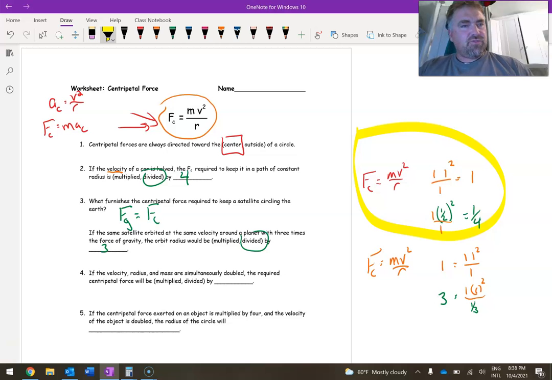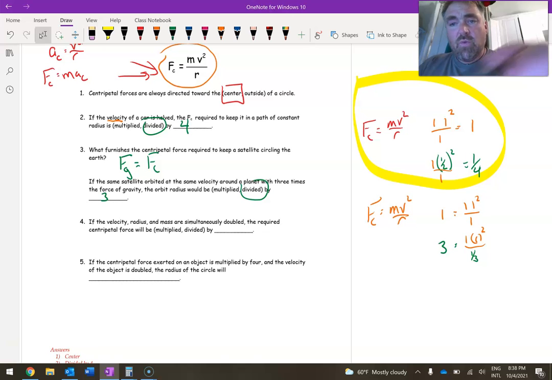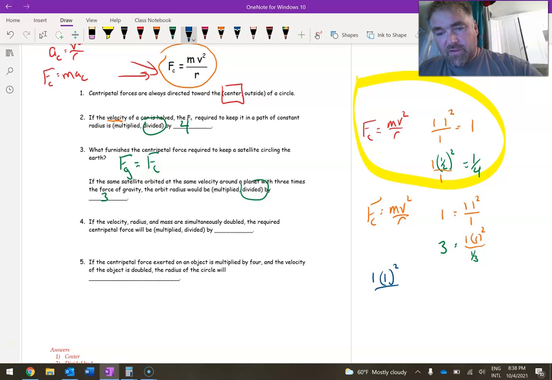Jumping to number 4, it says if the velocity, radius, and mass are simultaneously doubled, it requires centripetal force. Again, we're going to base it off the exact same thing. Centripetal force, mv squared over r. So let's make up numbers. We've got 1 for the mass, 1 for the velocity, don't forget to square it, divided by the radius of 1. And so that equals 1.